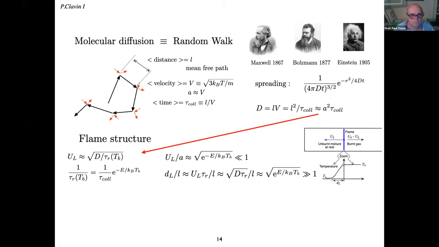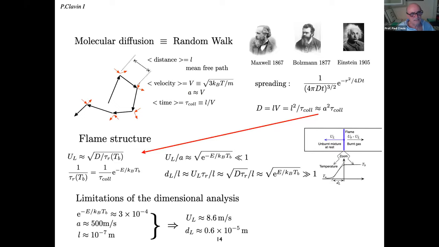So now, this is exactly a summary of what I just said. But this dimensional analysis has limitations. For example, when you use a typical order of magnitude for a hydrocarbon-air flame, you will find a flame velocity which is typically 10 times larger than that which is observed, and you will find a detonation thickness which is 10 times smaller. So you see, the dimensional analysis cannot tell you exactly the result, but it gives you a good rough idea of what it is.